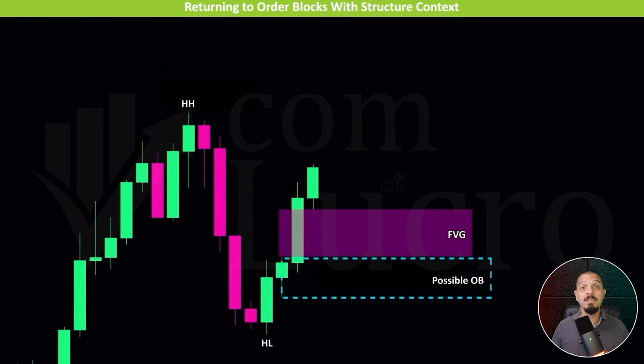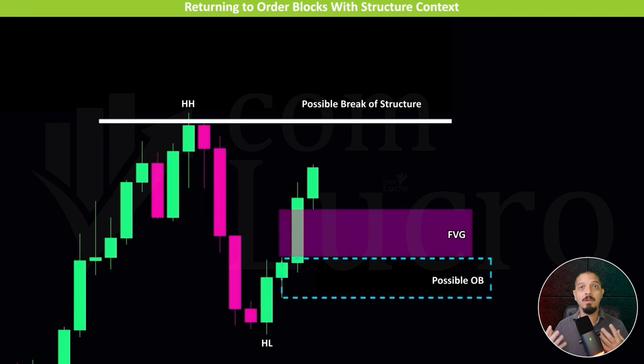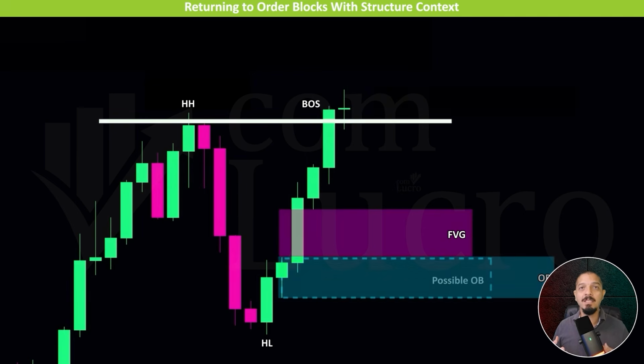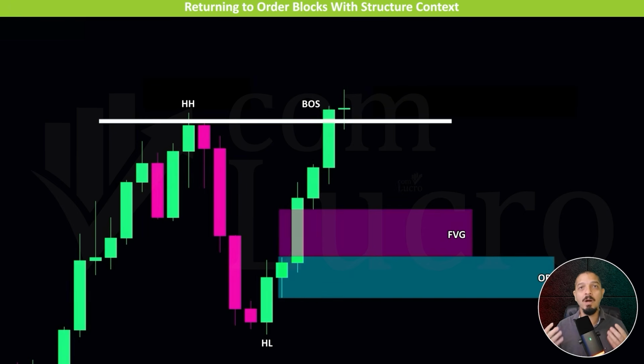However, this alone is not enough to immediately draw the order block. We must first observe whether price produces a break of structure or a change of character afterward. At this stage, we can see that price has not yet broken the previous highs, meaning a break of structure has not occurred. Because of that, we wait and allow price to continue developing. Once price eventually breaks this high and creates a break of structure, that is the moment when we can draw the order block on the candle just before the inefficiency.